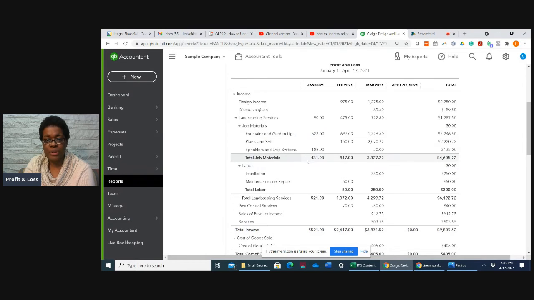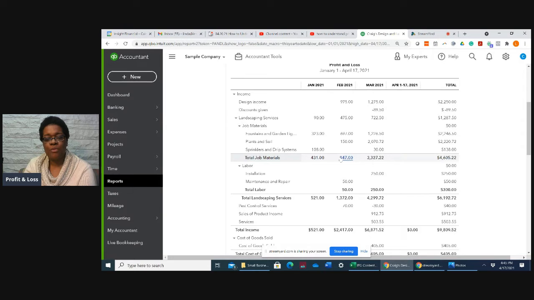And what I mean by trend, look at each month. So in this particular situation, in January, job materials, they sold $431. And in February, they sold $847. Then in March, it was $3,327. So as you can see, there's a trend. It started off low at the beginning of the year, then it increased, and maybe because it's getting warmer outside. So that's what you want to ask yourself.